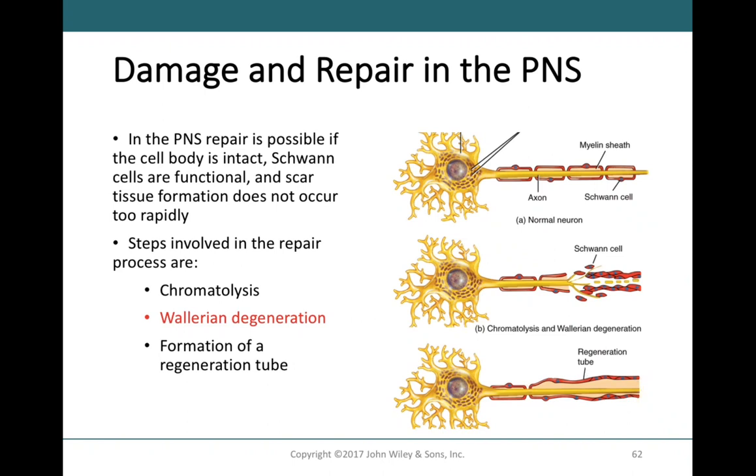However, again, I will mention that this only occurs if the circumstances are appropriate, if our Schwann cells are functional and we haven't formed too much scar tissue quite yet. So while there is some capability of repair in the peripheral nervous system, nervous tissue as a whole does not really exhibit regeneratability very strongly.